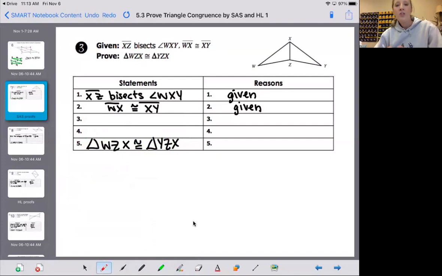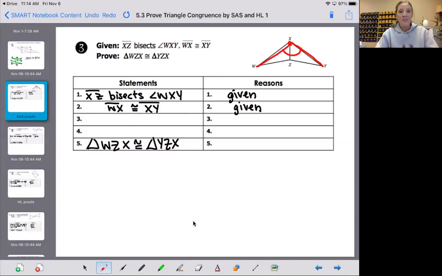Okay, what I want you to do next on any proof is once you write down your given statements and reasons, I want you to take what you wrote as your statement and actually mark the diagram based on the statement. So when you wrote down that segment XZ is bisecting angle WXY, I want to look at that in the picture. So angle WXY is this larger angle up there, okay?